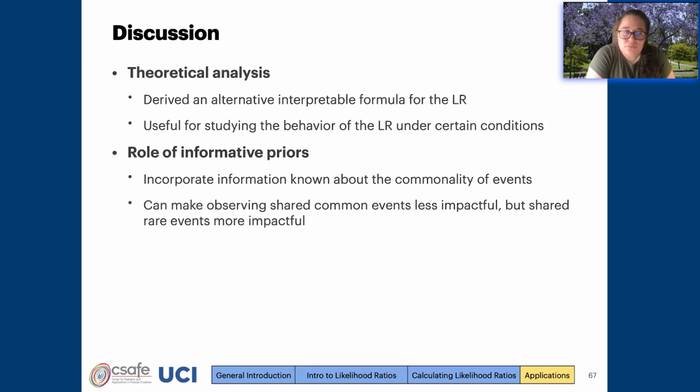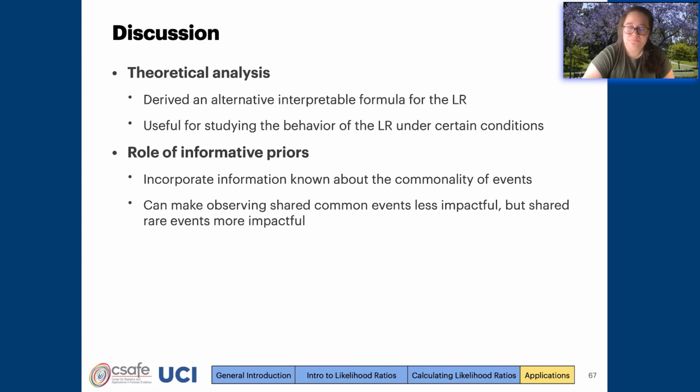And what we can do, incorporating this information about the commonality of events, is make observing shared common events less impactful on the likelihood ratio. So for example, in the geolocation case, a lot of people might go to the census block group where Disneyland is. And so seeing two people go to Disneyland might be less impactful than seeing two people go to some census block group that rarely gets any visits. So using this information in the prior, we can make seeing shared events that are more rare more impactful in the calculation.